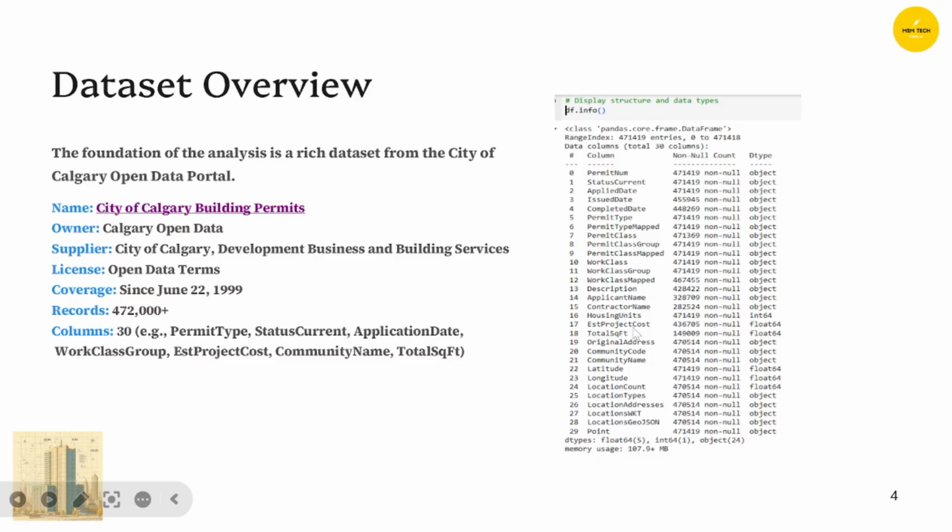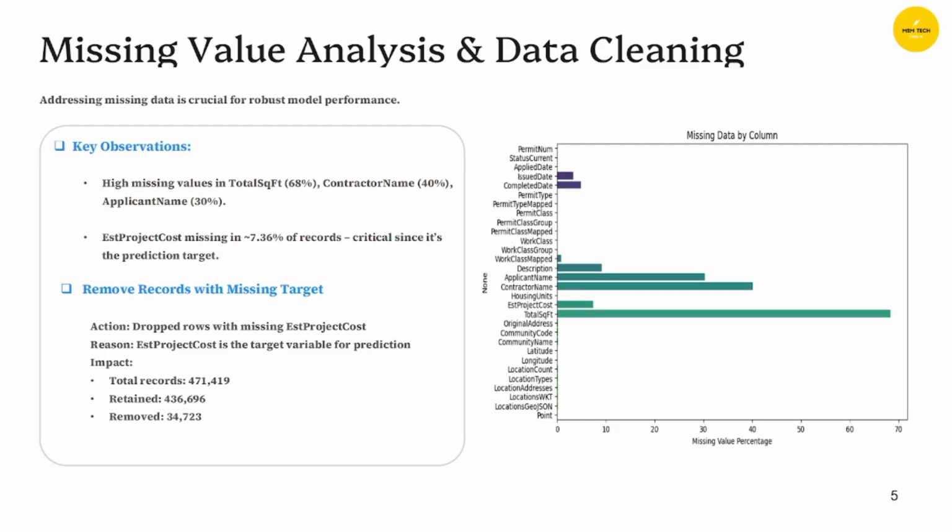From that estimated project cost, you can see that it has 436,007 records of data available. So we needed to analyze how many missing values there are in every feature, and whether we need to clean or remove them. Based on that, I created one chart over here. From that, it is very easily visible how many missing values there are for each and every feature.